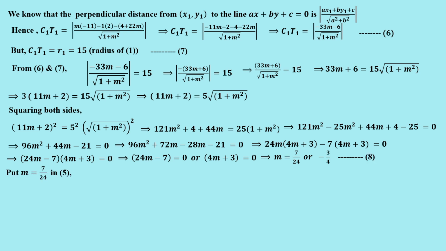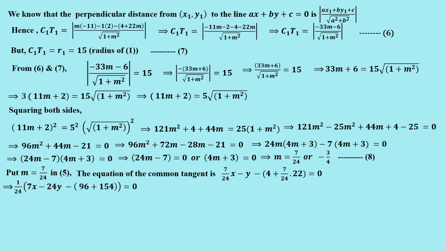Put m equal to 7 by 24 in equation number 5. The equation of the common tangent is 7/24 x - y - 4 + 7/24 into 22 equal to 0. Taking 24 as LCM outside: 7x - 24y - 96 + 154 equal to 0. Since the other side of the equality is 0, the remaining expression is 7x - 24y + 58 equal to 0.